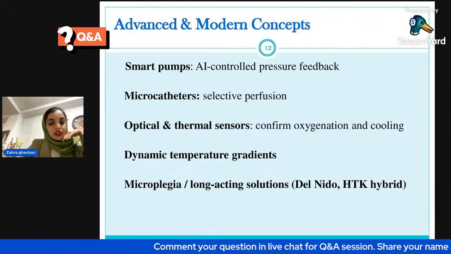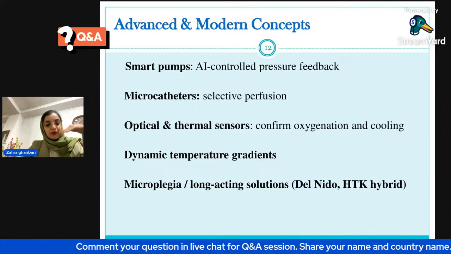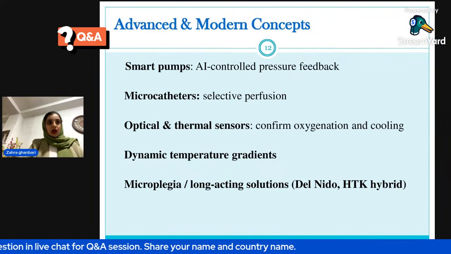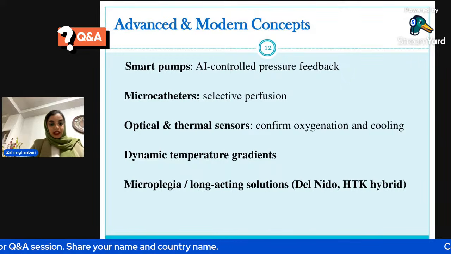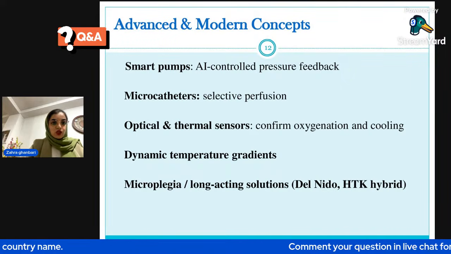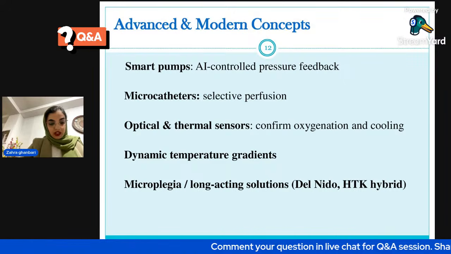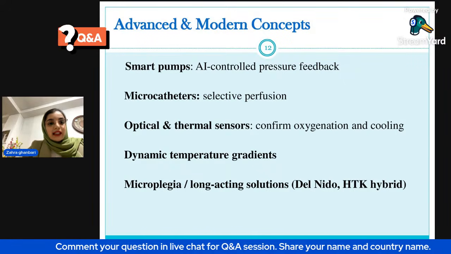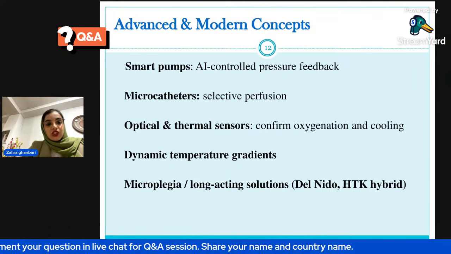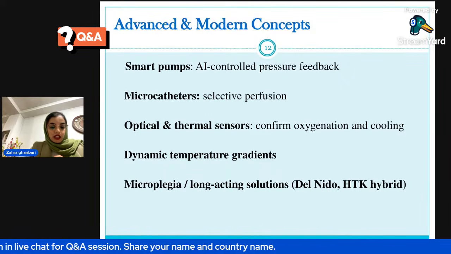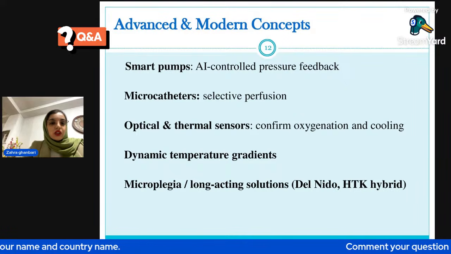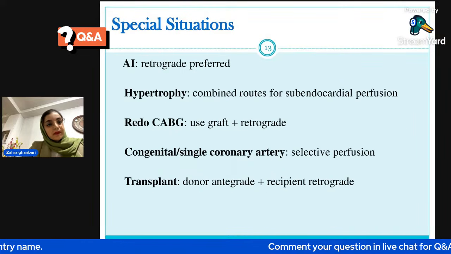Dynamic temperature gradient: we should change the temperature slowly. A gradual temperature change reduces vasospasm and cell injury. And the last one is micro-plegia, a long-acting solution such as Del Nido and HTK hybrid. They prolong myocardial protection. So go to the next slide, please.